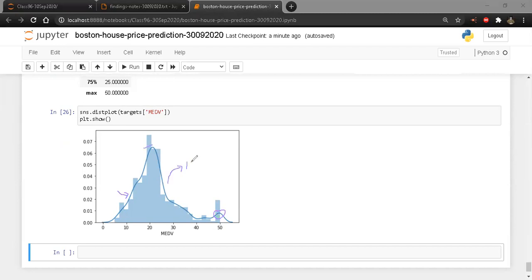I mean, it's not really a problem. But what if it is not normal? So are there any techniques that we can employ? Are there any techniques? The answer is yes. There are techniques by means of which we can make this field, this feature, a normal kind of a variable.